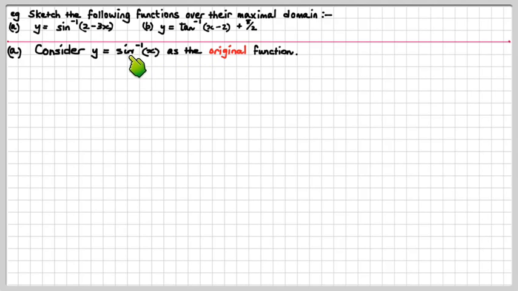We're going to consider the base model y equals inverse sine x as the original function, and then what would you have to do to the original function to get this beast here? If we know what the transformation steps are, then it's very easy to derive the transformed function. So that's going to be the transformed function.